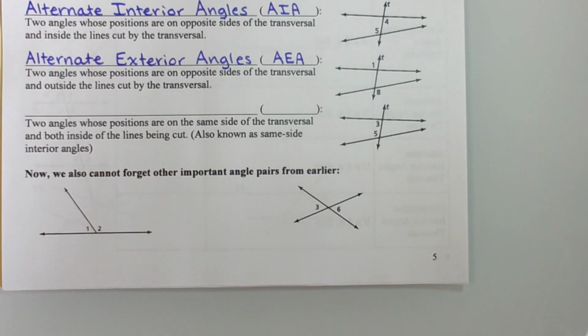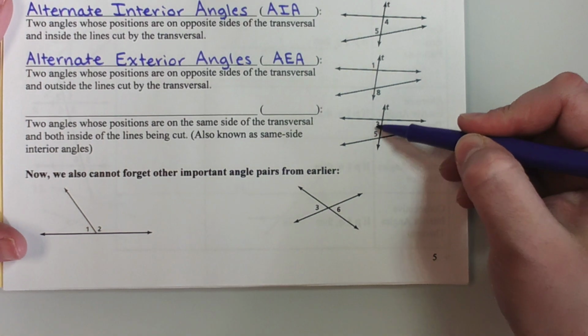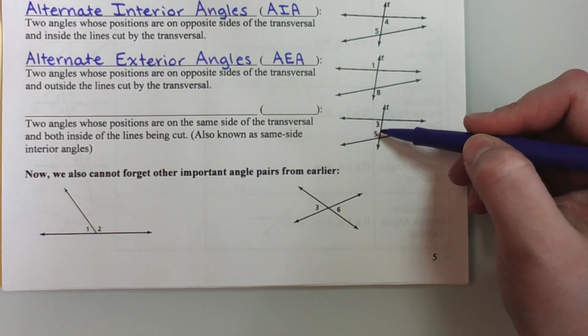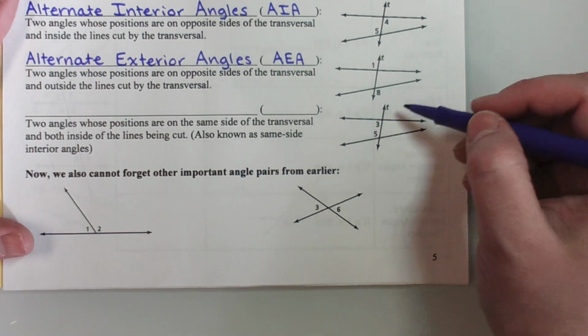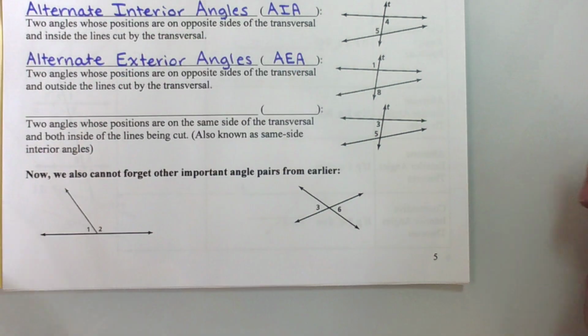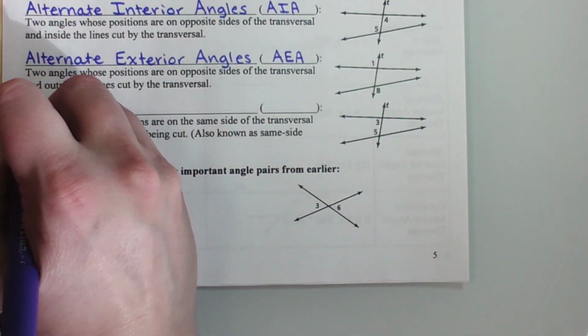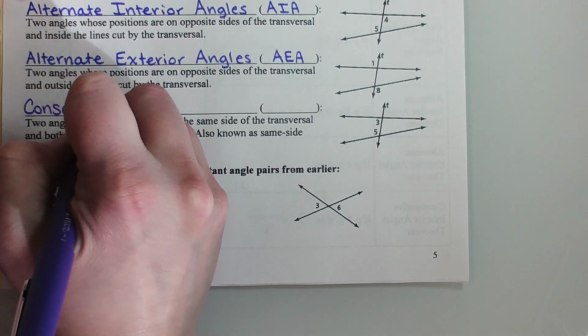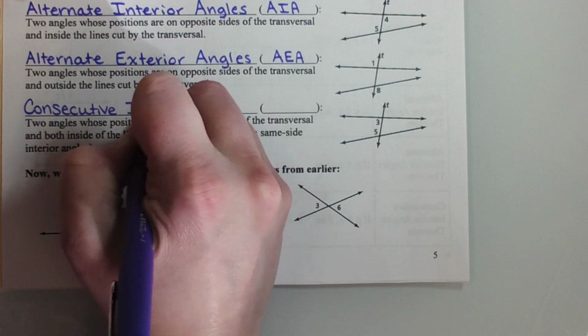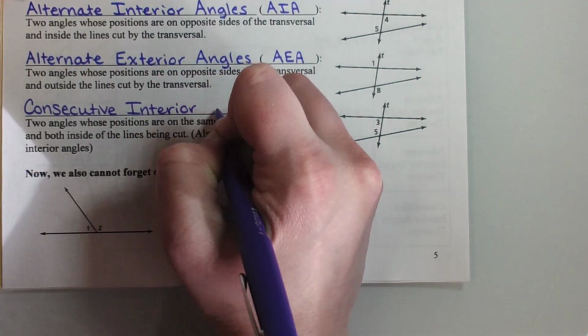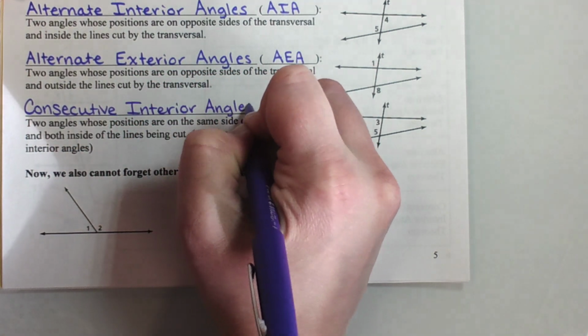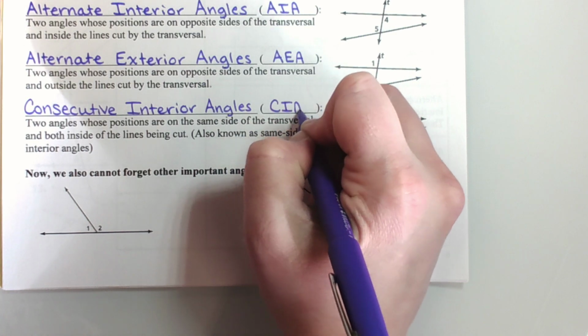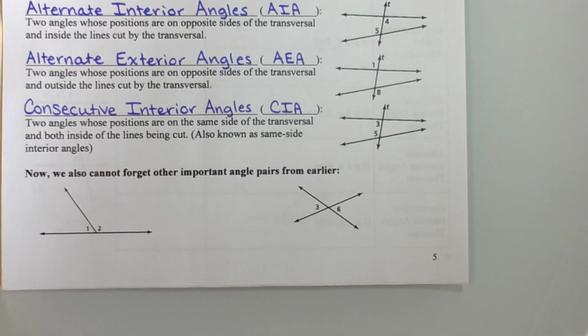And the last type of angle pairing that we're adding today is when the two angles are on the same side of the transversal. In this case, they're both on the left side, but they're both between the two lines cut. Those are known as consecutive interior angles, or CIA. I know. It's almost like that acronym's used for other things.